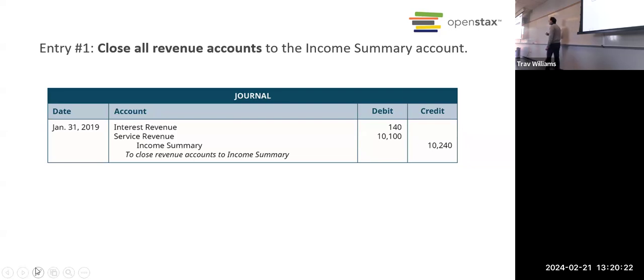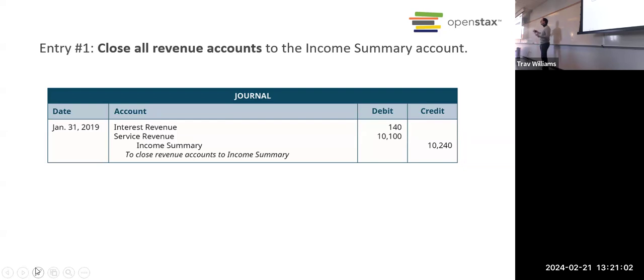And now, once that gets copied over to the ledger, and you look at your new balance in the ledger, what is the balance going to be in each of those accounts? 0, right? Because interest revenue before had a $140 credit. Now we debited 140 and that gets it down to 0, because that's how we do math in the ledger, right? Same thing with service revenue. It would have a 0 balance. We have closed out that account so that we can start over next year from 0.